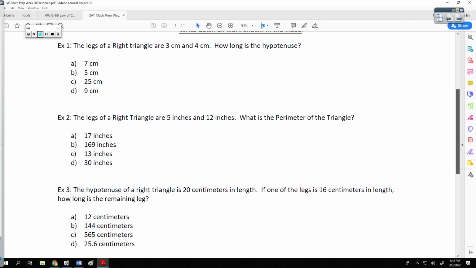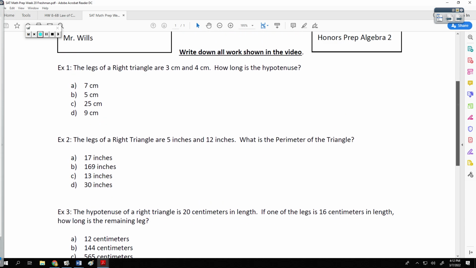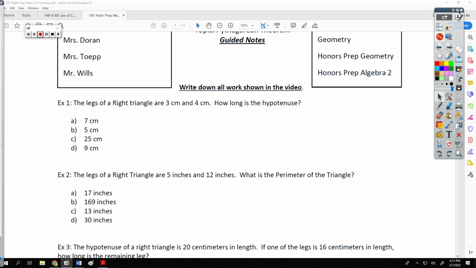So we are doing Pythagorean Theorem this week. Remember that when we talk about Pythagorean Theorem, we are referring to the relationship between the side lengths of a right triangle. In that right triangle, two of the three sides are known as the legs. That would be A and B. And the side opposite the right angle is known as the hypotenuse. And the Pythagorean theorem states that A squared plus B squared must equal C squared.